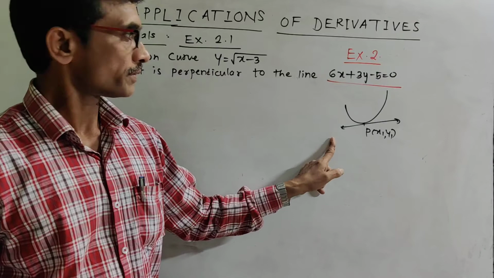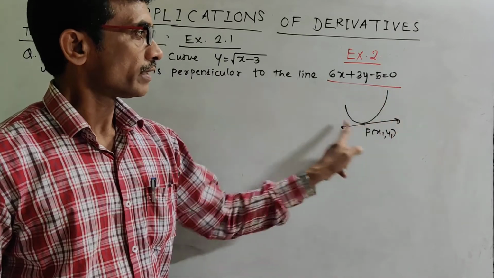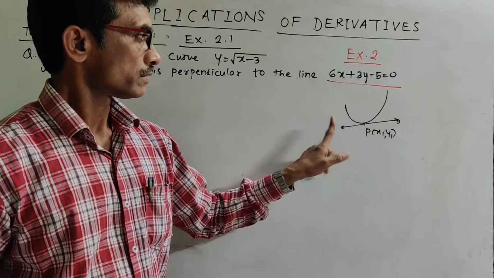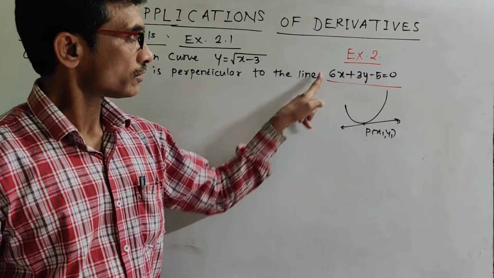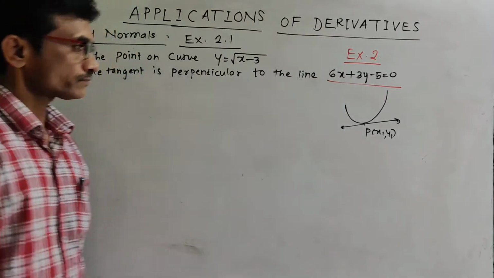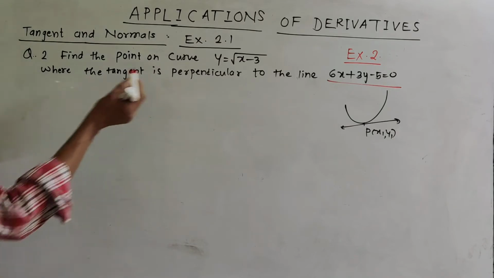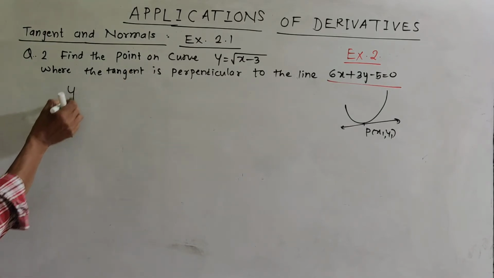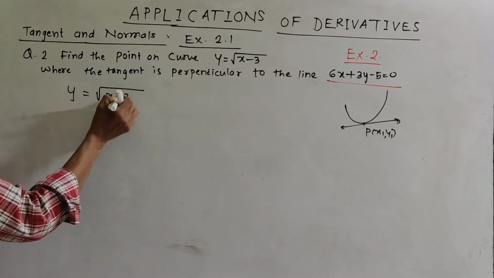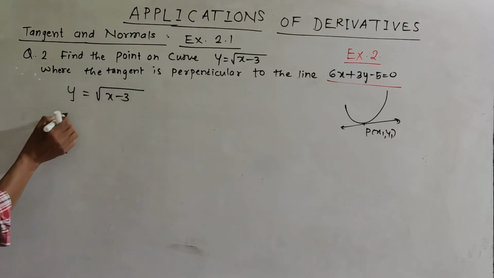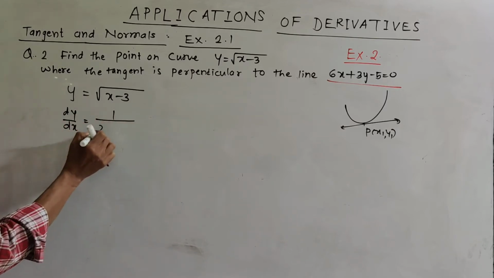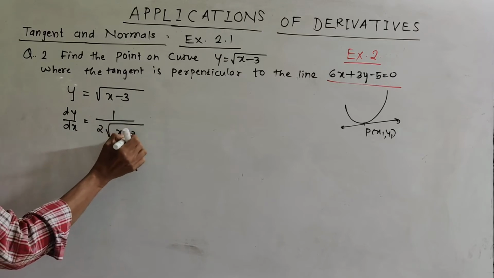What is meant by slope of tangent? It is the derivative of the function at this point. So that will be the slope of the tangent. So the tangent and the given line are perpendicular, so the product of the slopes will be minus 1. Here the given equation of the curve is y is equal to root of x minus 3, so the derivative dy by dx is equal to 1 upon 2 root of x minus 3.